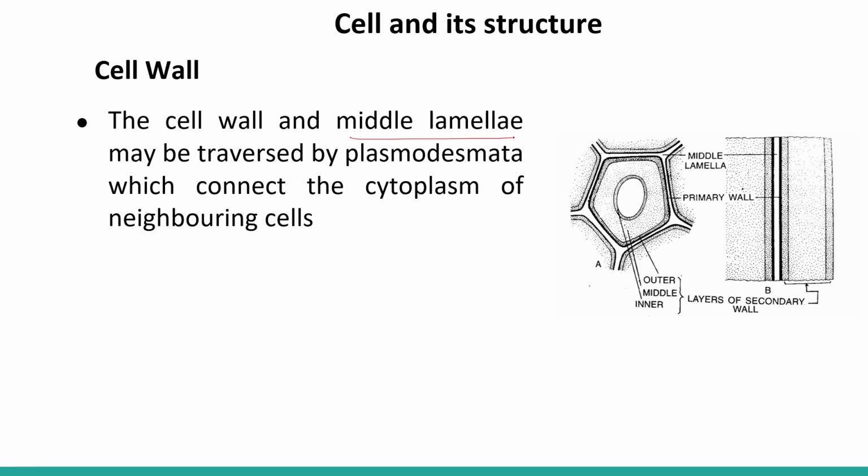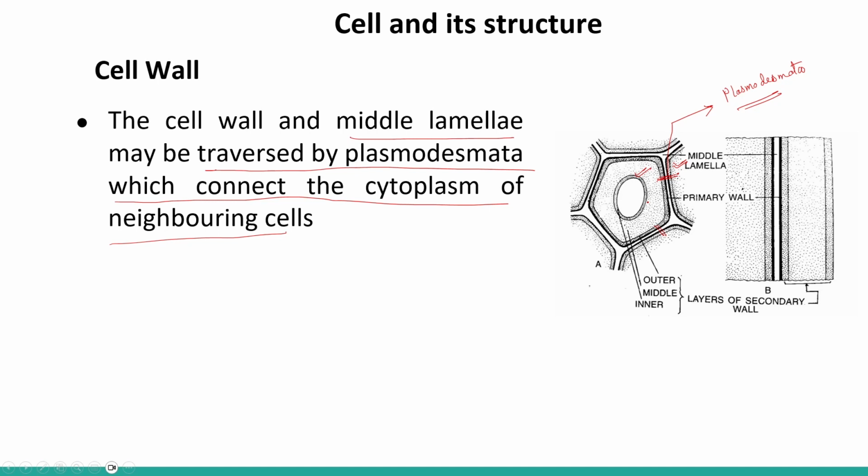The cell wall and the middle lamella may be traversed by the plasmodesmata, which connect the cytoplasm of the neighboring cells. So we have some gaps in the cell wall. Those gaps are called plasmodesmata. So it forms the cytoplasmic connection between one cell and another cell. Okay. So the cell wall and the middle lamella may be traversed by the plasmodesmata, meaning the connection between the two cells. So this is all about the cell wall structure.